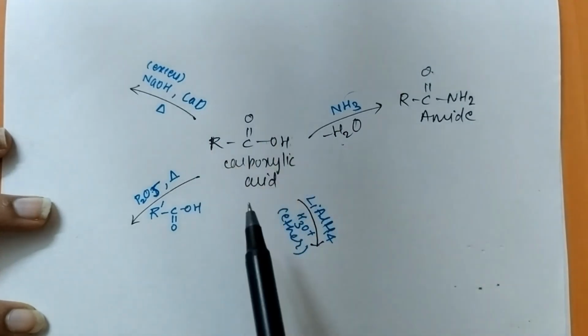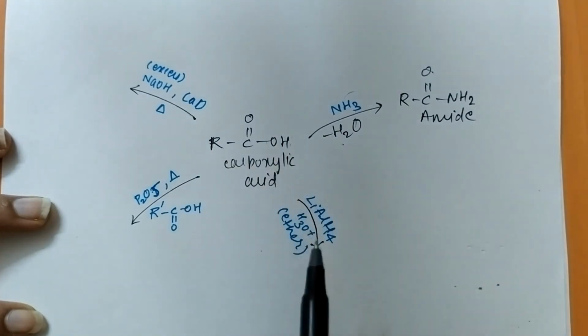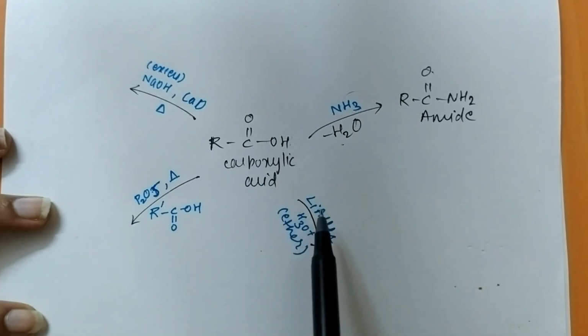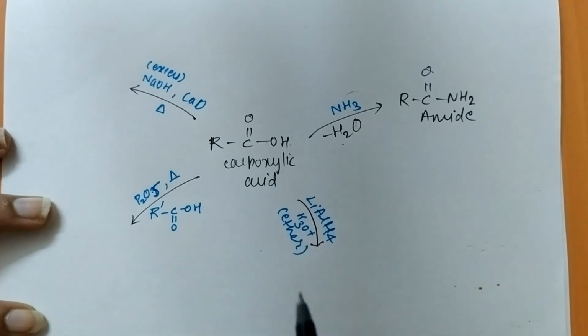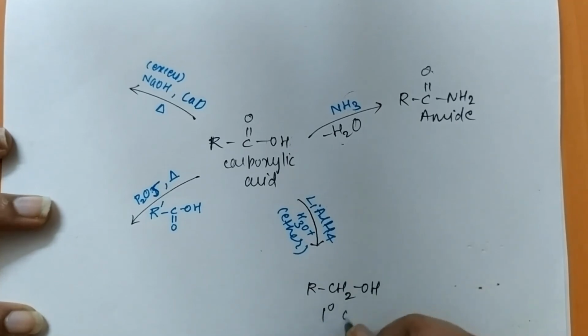Now the carboxylic acid can also undergo reduction in the presence of LiAlH4. So mainly when carboxylic acids undergo the reduction reaction, they lead to the formation of alcohols, and that too primary alcohols. So therefore we get RCH2OH, which is a primary alcohol.